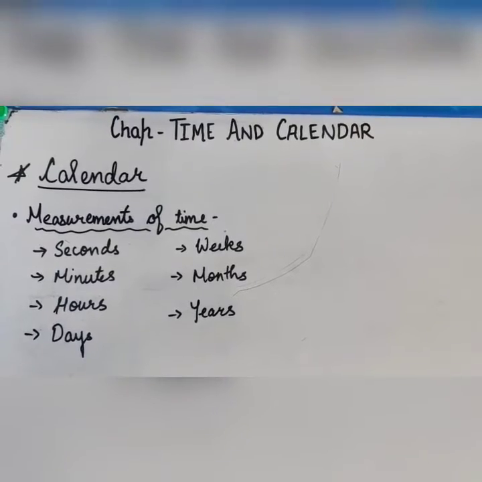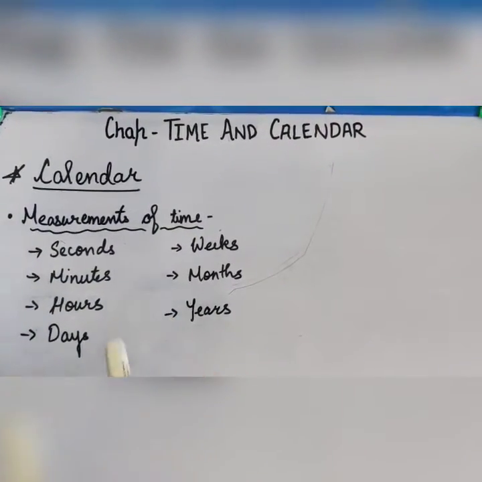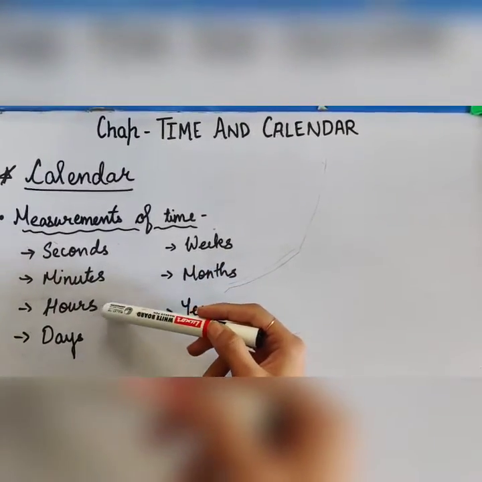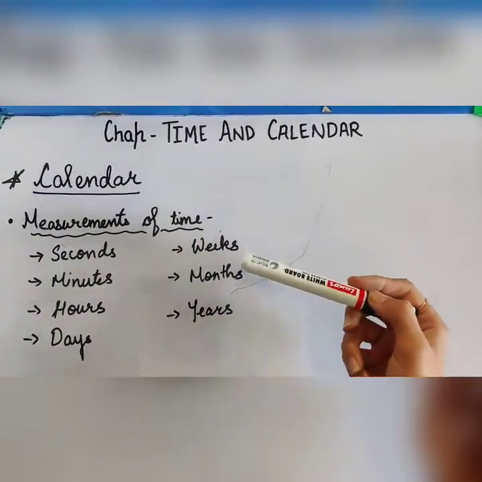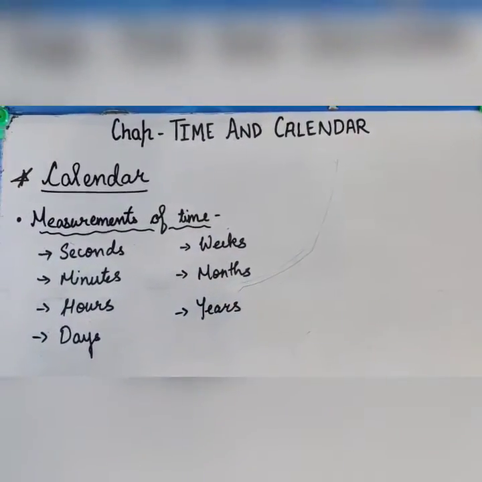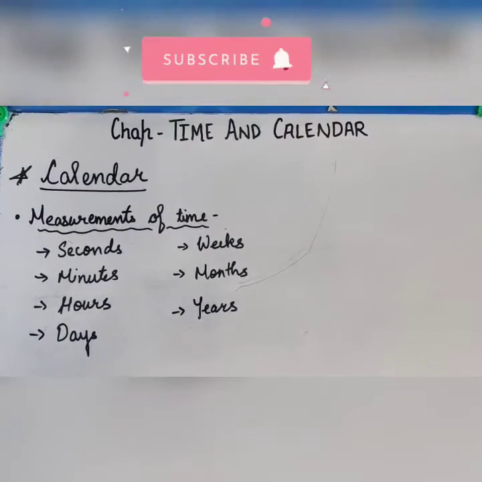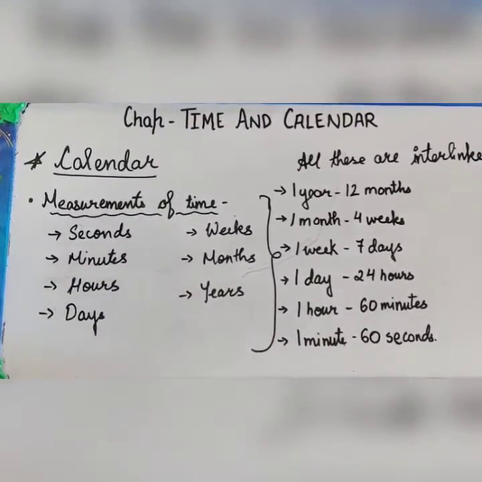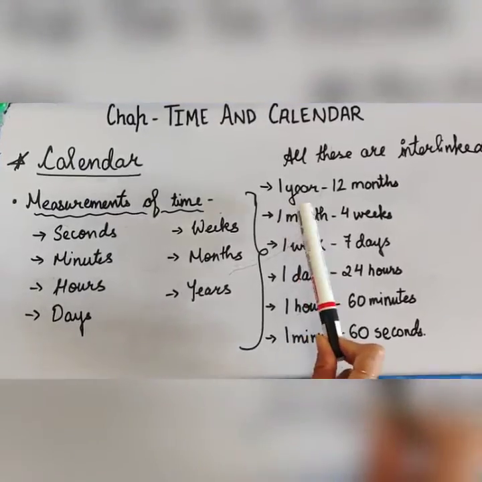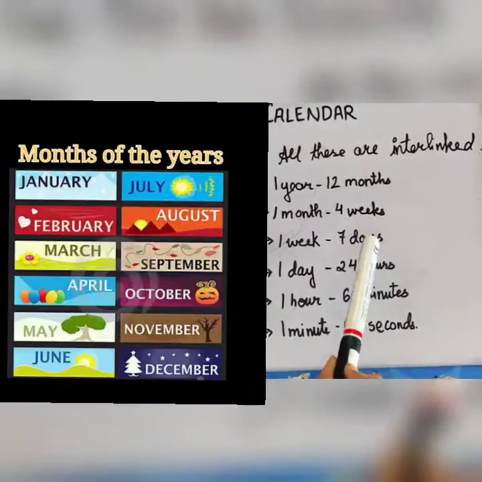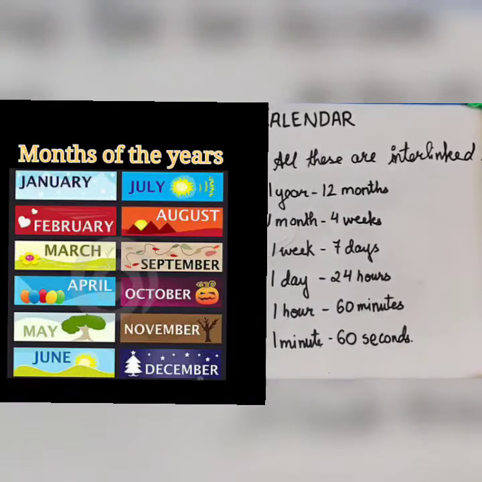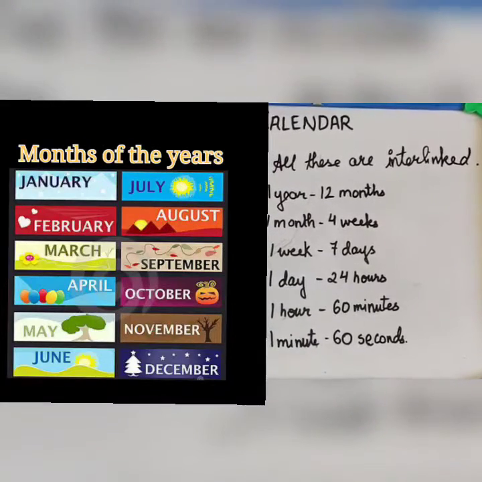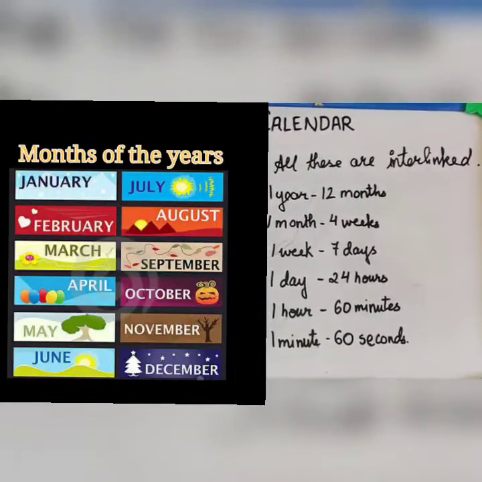Now next, let us understand about measurements of time. So how can we measure the time? We can measure the time in seconds, minutes, hours, days, weeks, months or years. In all these terms we can measure our time. Now all these measurements of time are interlinked. See how? Like 1 year has 12 months. You can see the list: January, February, March, April, May, June, July, August, September, October, November and December. So there are 12 months in a year.